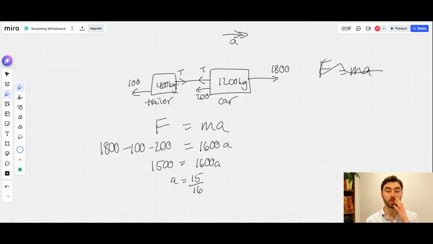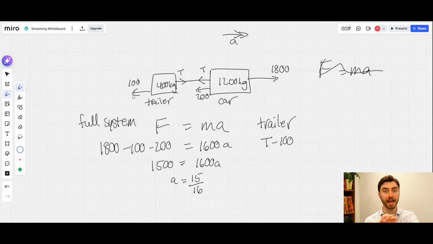And to do that, you can do it with either of the individual objects. So either we consider the trailer, and then for the trailer we can do F equals ma again. And say that the resultant force is going to be tension minus 100, because the tension acts in the direction of the acceleration, and the 100 acts in the opposite direction, so is negative. So that resultant force is going to be equal to 400 times the acceleration we found before.